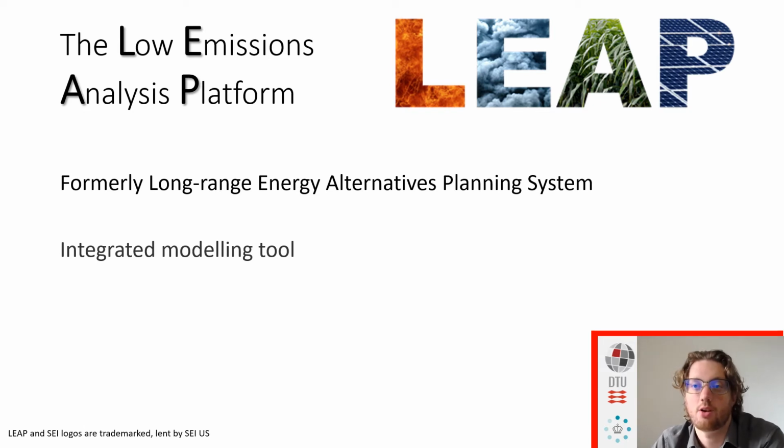LEAP is an abbreviation of the Low Emissions Analysis Platform. It was formerly known as the Long Range Energy Alternatives Planning System, but due to a major update this year, it changed the name. The LEAP software is an integrated modeling tool. That means it can do multiple aspects of the energy system analysis. So it can both analyze different forms of demand, supply, transformation, land use change, and electricity supply changes. And you can do that over a number of years, which makes it very useful for our use cases of analyzing a full energy system.